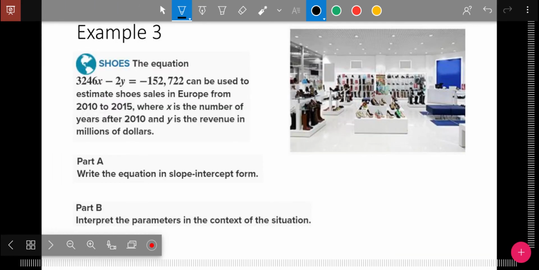Example 3, the equation, and they give me that huge long equation there, can be used to estimate shoe sales in Europe from 2010 to 2015, where x is the number of years after 2010. So x starts at 2010 and goes on, and y is the revenue in millions of dollars. So y is the millions of dollars, x is years after 2010. So what is year 0? Year 0 is 2010. If x is 1, then it's 1 year after 2010, or 2011. I have to keep that in mind here as I do parts a and b.